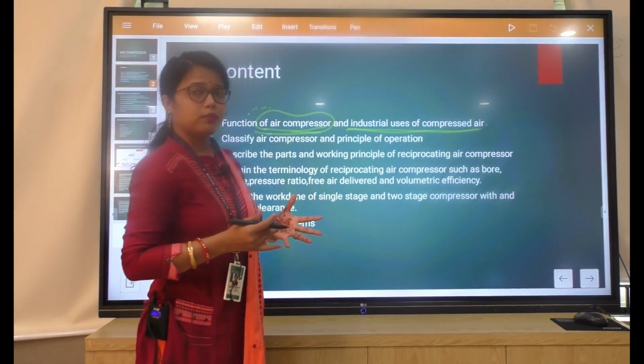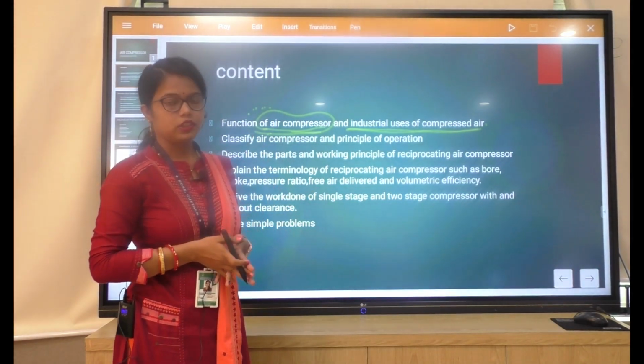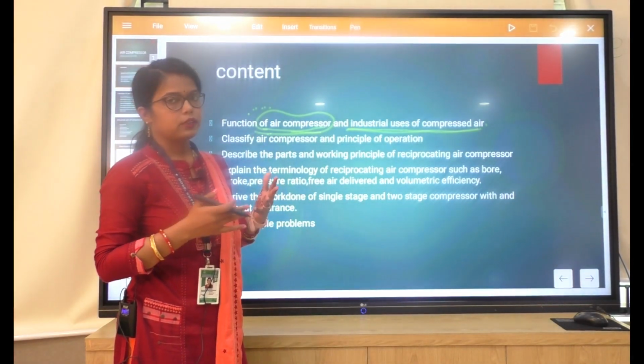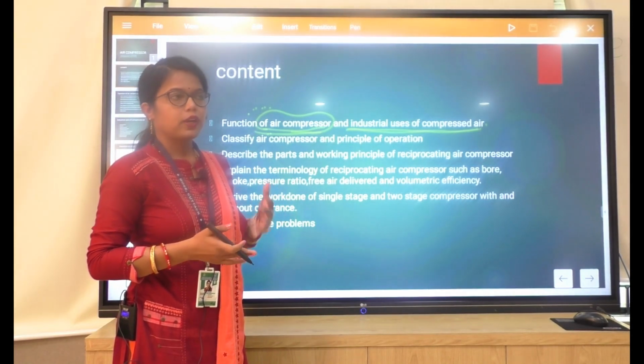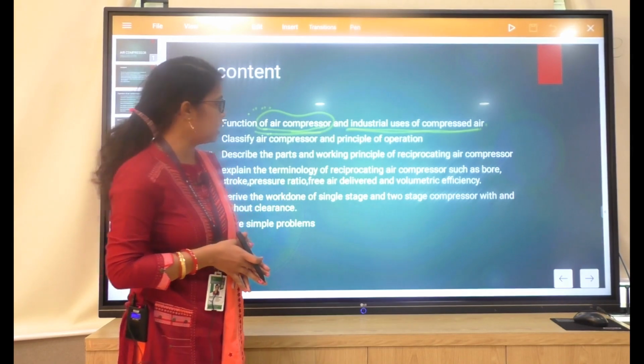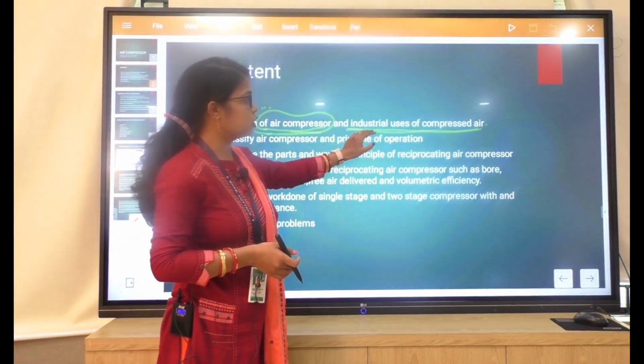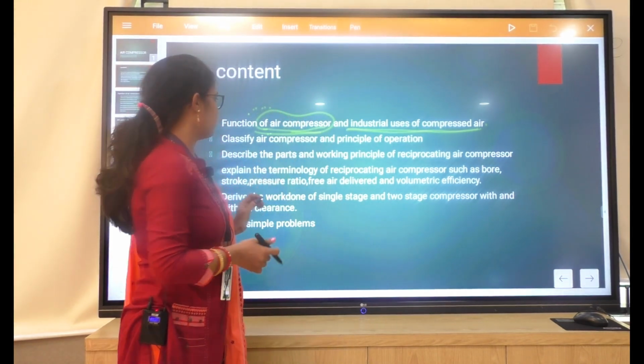When you study a machine or an important component of mechanical engineering, you all should know what the industrial uses are, where we can use that compressed air, and what is the need of it in our day to day life. So, the industrial uses of compressed air are most important. We will study about this.